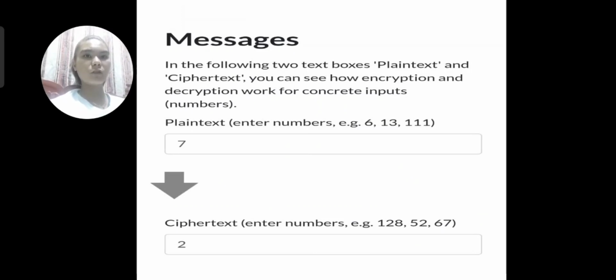Messages. In the following two text boxes, plain text and ciphertext, you can see how encryption and decryption work for concrete inputs. Plain text: enter numbers. Examples: 613, 111 is 7. Ciphertext: enter numbers. Example: 128, 52, and 67 is 2.